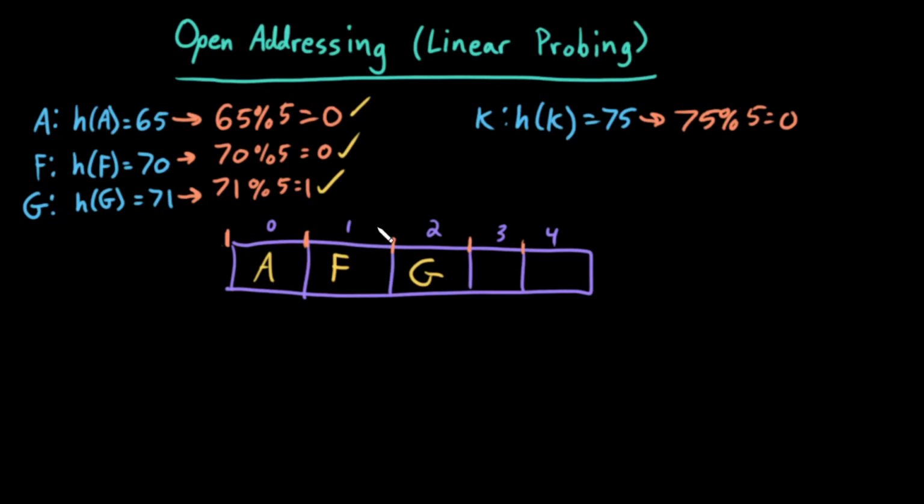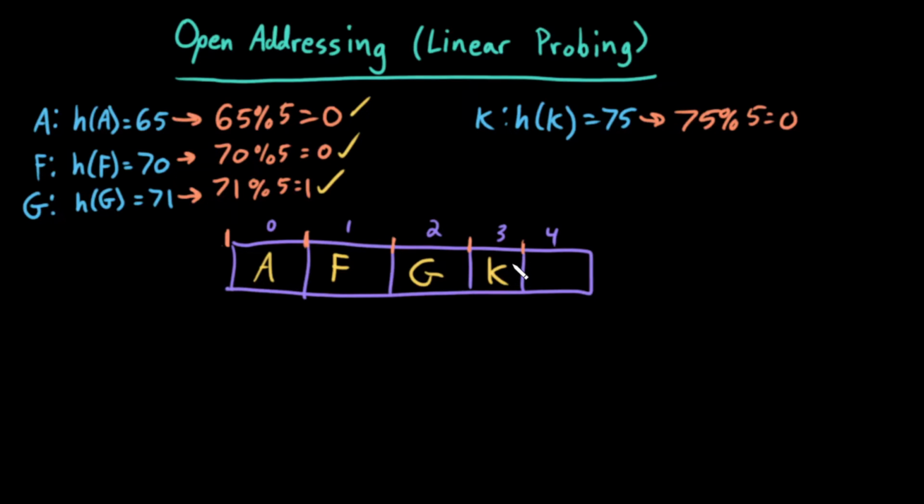What happens when my backing array gets full in linear probing? So let's say I did want to actually insert element k. I would go to index 0, that's full. Go to index 1, that's full. Go to index 2, that's full. Go to index 3, oh, that's empty. I can insert it here.